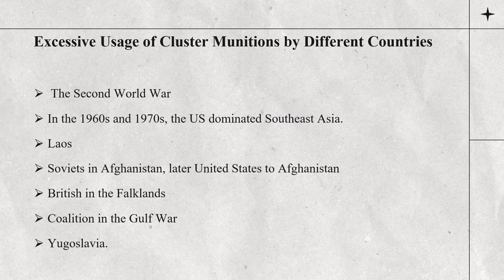Cluster munitions were used by the Soviets in Afghanistan, by the British in the Falklands, by the coalition in the Gulf War, and by warring factions in Yugoslavia. From 2001 through 2002, the United States dropped 1,228 cluster bombs in Afghanistan.